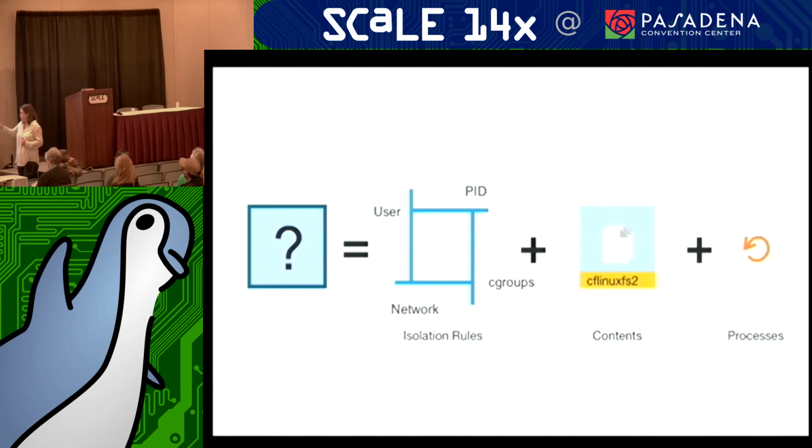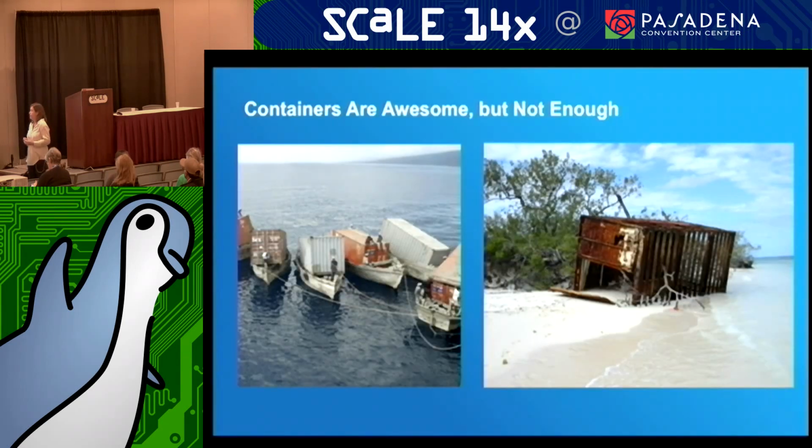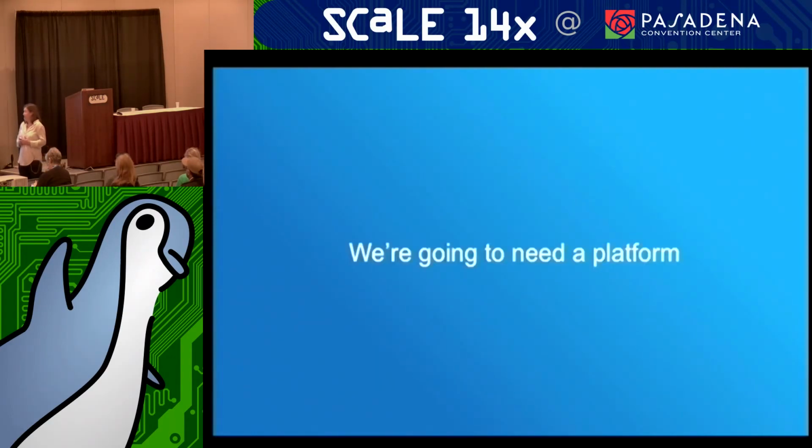And this is basically what a container is. A container is a set of isolation rules. So it has a process ID, a user, a network ID, and then it also has a file system. What we take in the file system and a set of processes, we call a droplet in Cloud Foundry. And that droplet is your application. So it's enough of the operating system, the application, and the files that it runs on to create that droplet, and that's what gets managed. And so containers are awesome, but they're just really not enough, because you need a platform to run your container on.